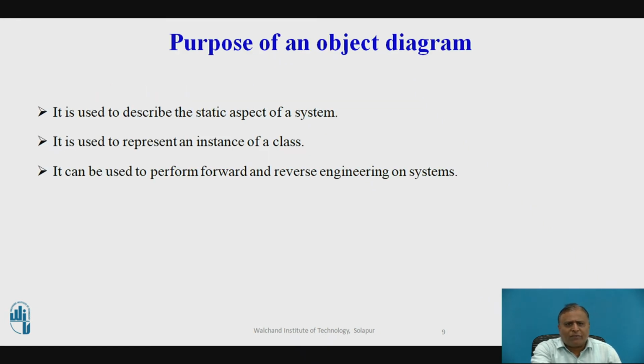The next part is the purpose of an object diagram. It is used to describe an aspect of a system. It is used to represent an instance of a class. It can be used to perform forward and reverse re-engineering on a system. It is used to understand the behavior of an object. It can be used to explore the relationships of an object and to analyze other connected objects.